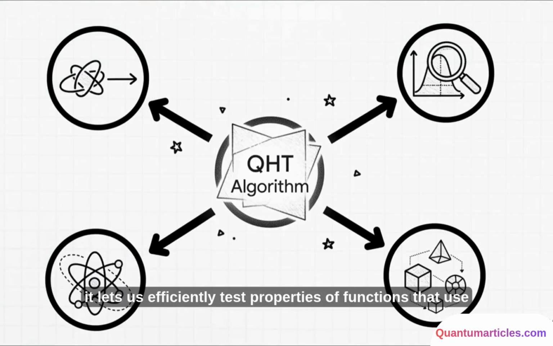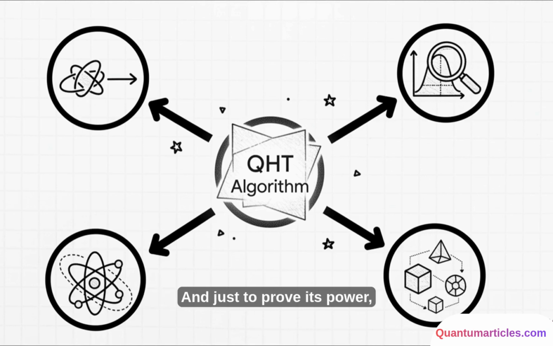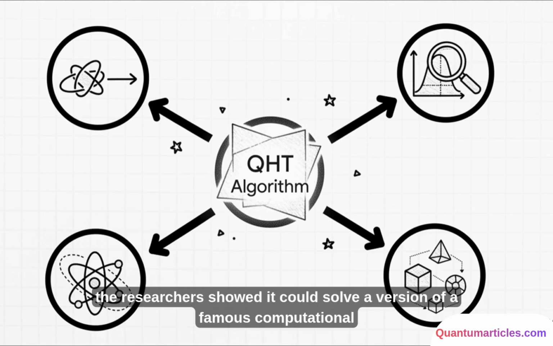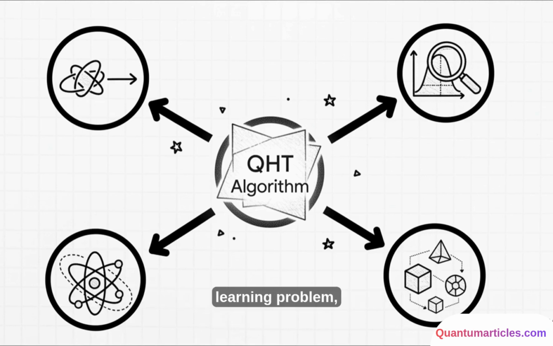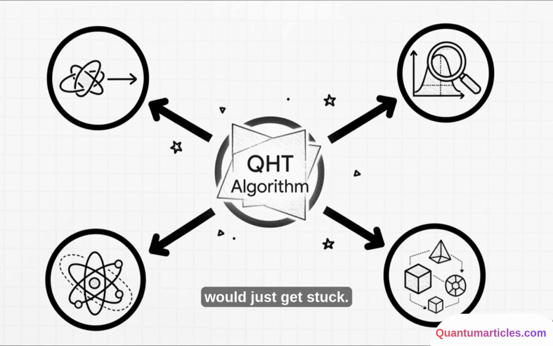For one, it lets us efficiently test properties of functions that use Gaussian distributions, those bell curves, which was really hard before. It can help a quantum computer learn complex geometric ideas and even simulate other quantum systems more efficiently. And just to prove its power, the researchers showed it could solve a version of a famous computational learning problem, demonstrating a clear quantum advantage where classical computers would just get stuck.